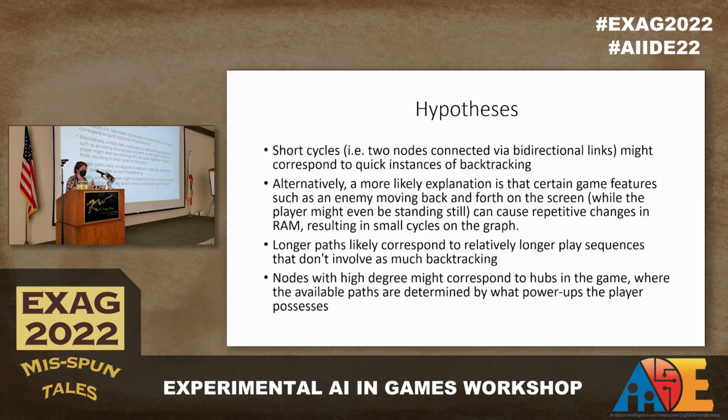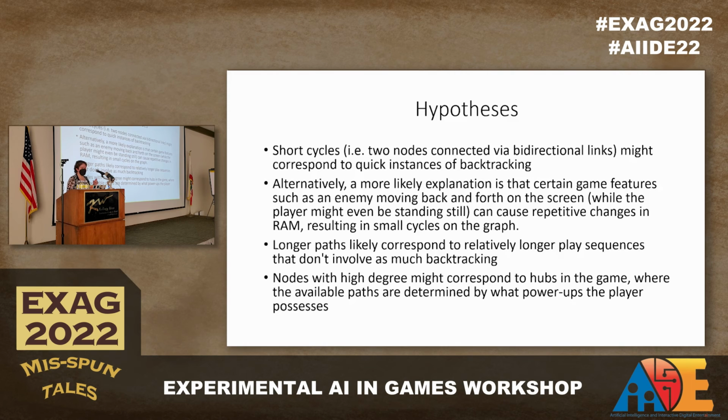So we had a couple of hypotheses about what the structure might mean. Short cycles might correspond to quick instances of backtracking, but it's possible that you might have an enemy moving back and forth on the screen, and that would cause a difference in the RAM state that would lead to these small cycles. But the longer cycles are what we're more interested in, these longer paths that don't involve much backtracking, which shows that the player is actually going through the game.